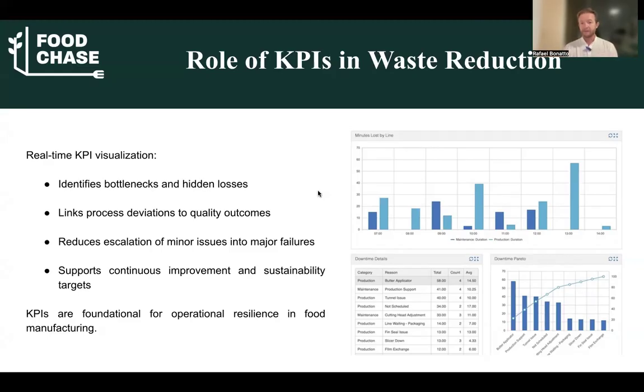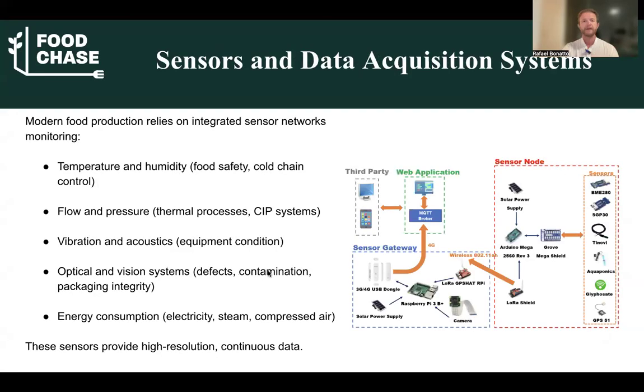This type of real time, we call it real time because you are looking at it happening now. It reduces escalation of minor issues into major failures. Remember, a small problem here can become a huge problem at the end of the day. Real time helps you avoid that, or identify and act accordingly. It supports continuous improvement and sustainability targets, and KPIs are foundational for operational resilience in food manufacturing. Very important.